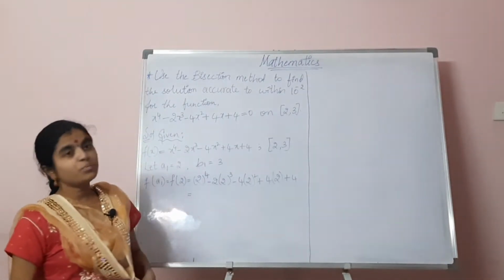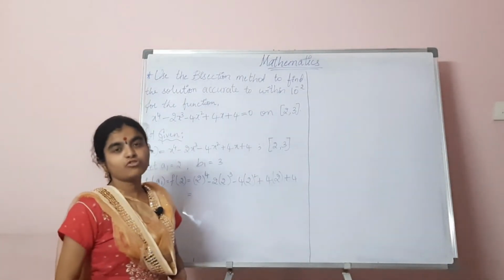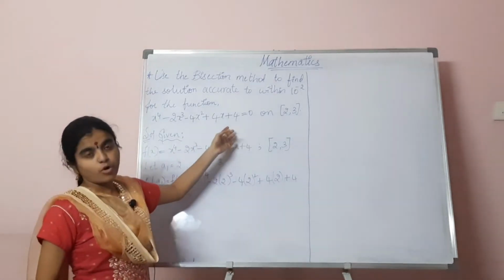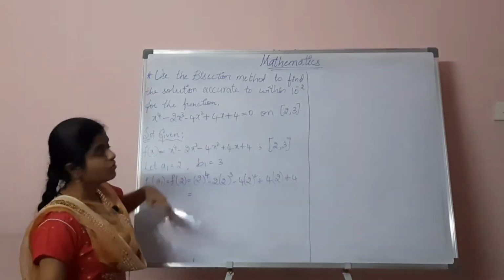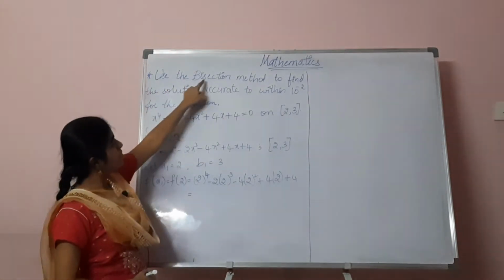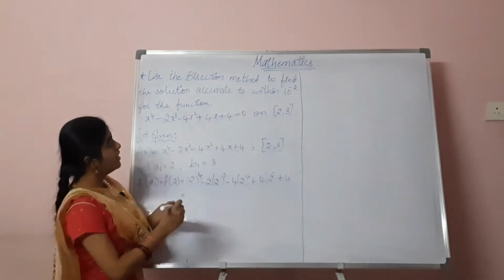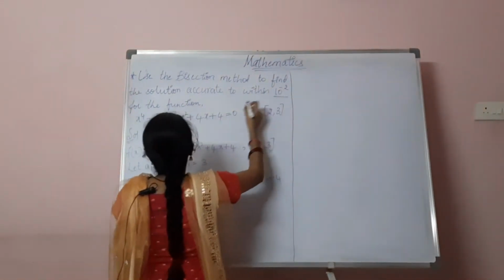In the previous video we discussed the bisection method procedure. Now let us discuss a problem based on this method. So what is the question given here? Use the bisection method to find the solution accurate to within 10 power minus 2 for the function.